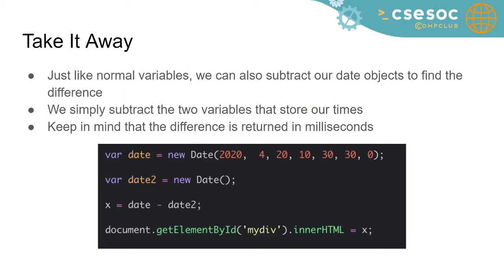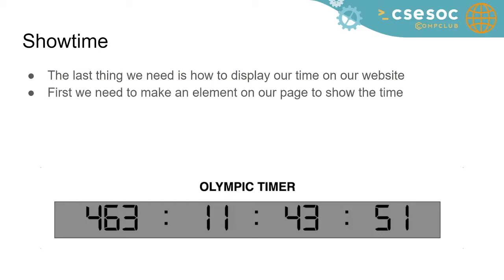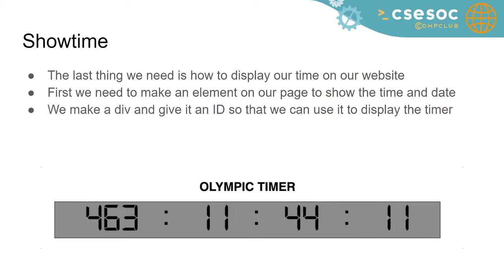Now it's showtime. The last step will be to display the timer on our website. Eric? Yeah, of course. So the way that we display our time on our website, if you could probably guess, is that we need to make an element on our webpage to show the time. So we need to make a div because, as we have learned many episodes ago, a div is a segment of our page, and in that segment, we will have our timer.